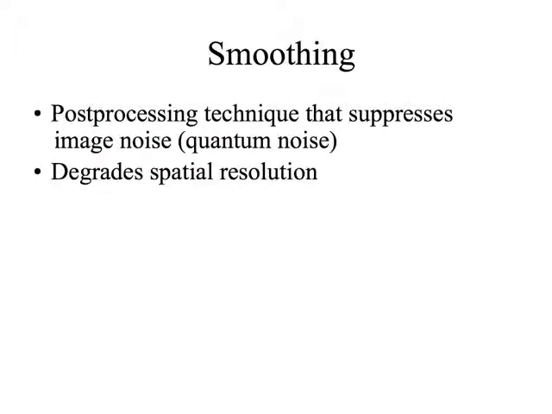Smoothing. So this is going to be a post-process technique that suppresses image noise, especially quantum noise. And of course, it's going to degrade spatial resolution because it's going to smooth things out, so the resolution between different spaces on the film is going to be lost.